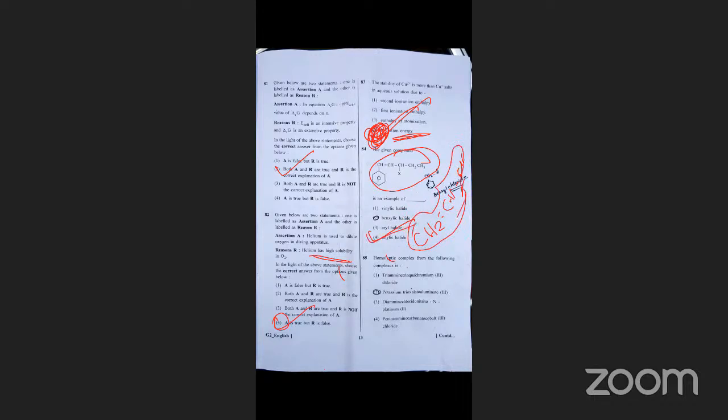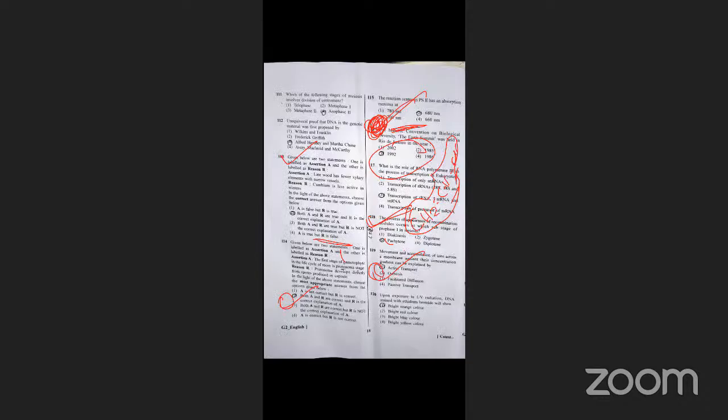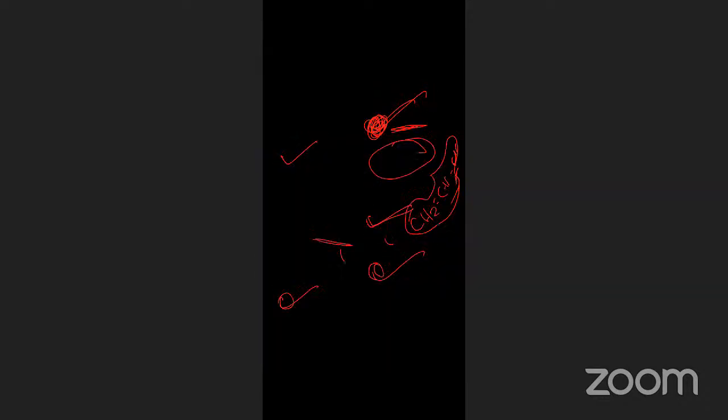Next, homoleptic complex. For the following complexes, which one is potassium trioxalato aluminate? Aluminum is homoleptic. The others are not homoleptic. Okay, the second option is the correct one. Any other one? These are all discussed. Any other questions? No.